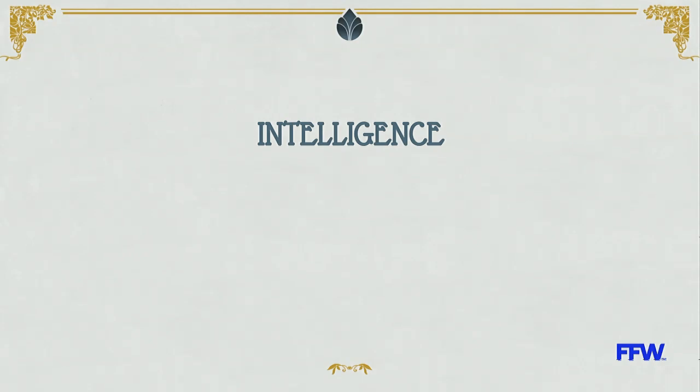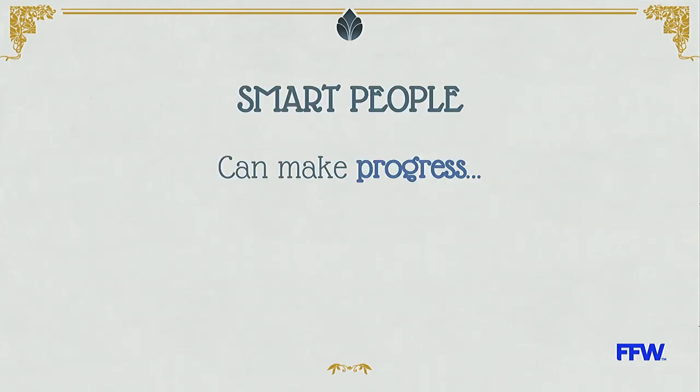I want to talk about intelligence. Why intelligence? Because most of the people working in our industry are smart. Maybe all of them are smart, but intelligence is a liability. And why is it a liability? Because if you are that smart and you think that you can work without a proper process, this is a problem. Smart people can make progress.